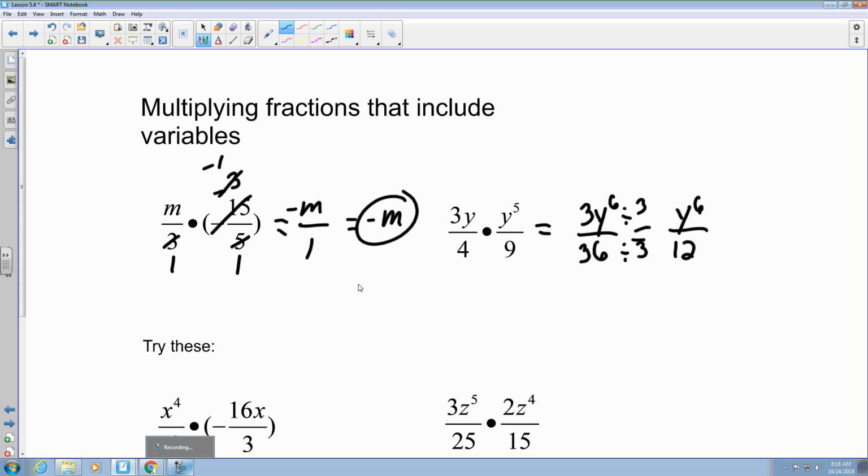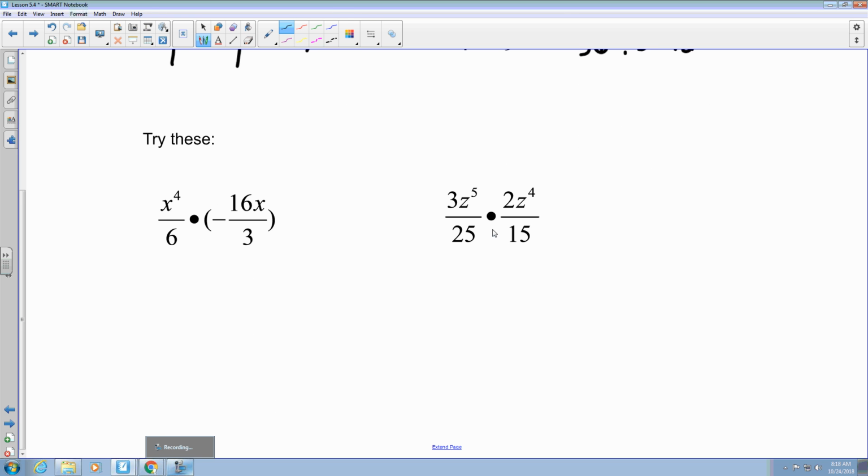All right. Looking on the bottom, let's look at this problem here. So I have 3z to the fifth divided by 25 times 2z to the fourth divided by 15. All right. What do I notice? So 3 and 25, no, 3 and 15, yes. So both of them are divisible by 3. This turns into a 5. This turns into a 1. 2 and 25, no. So I can multiply it across.